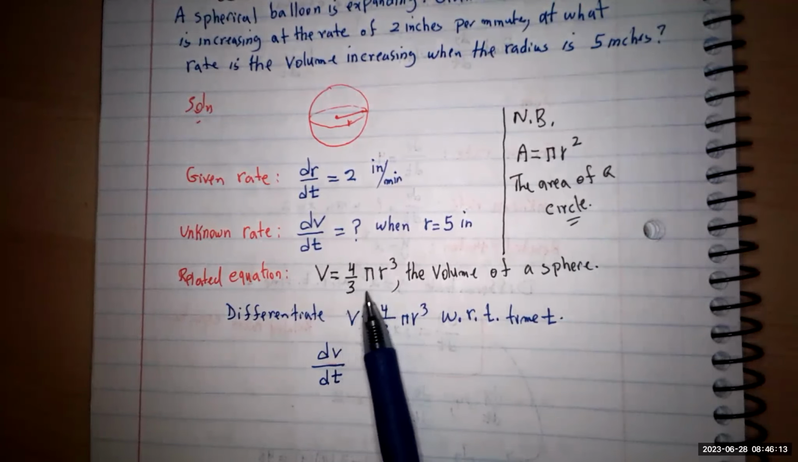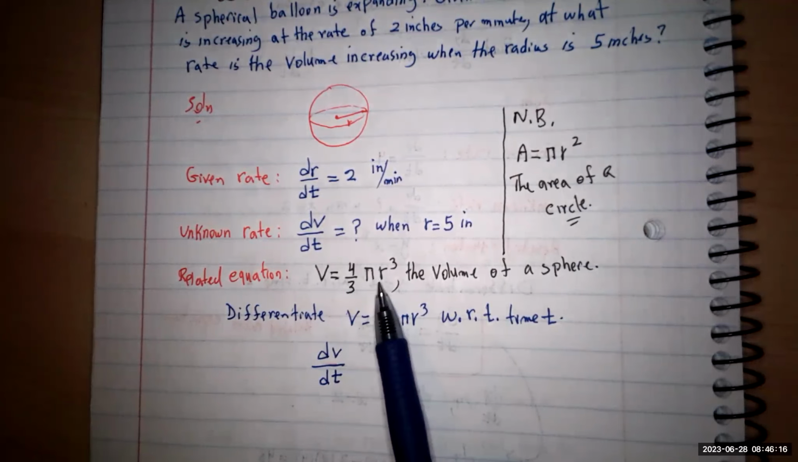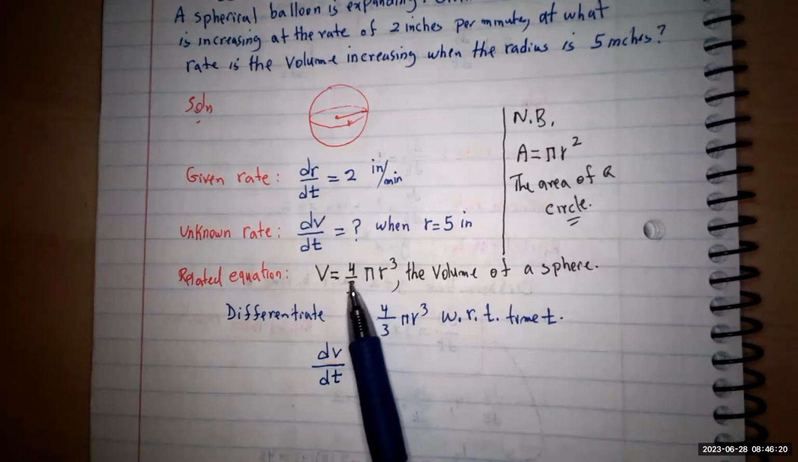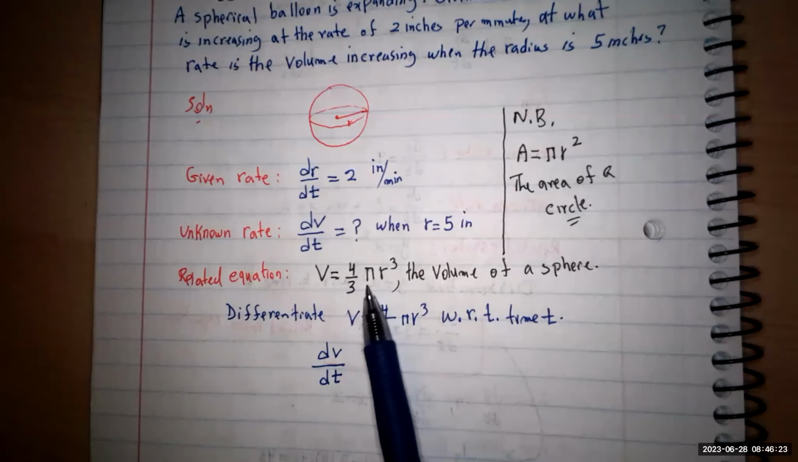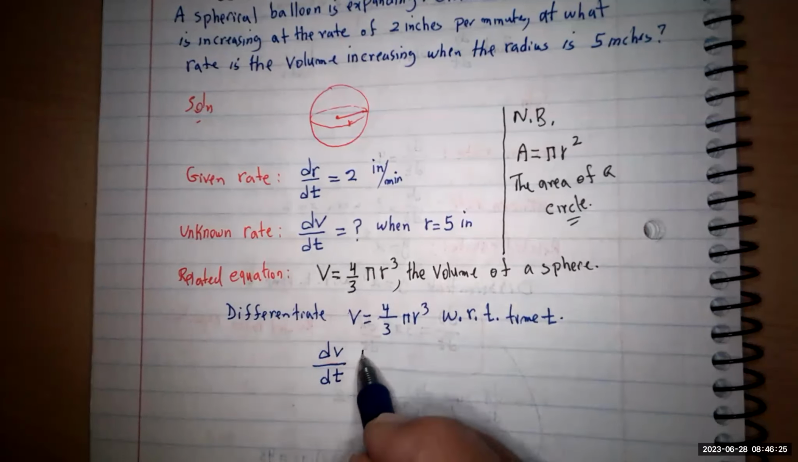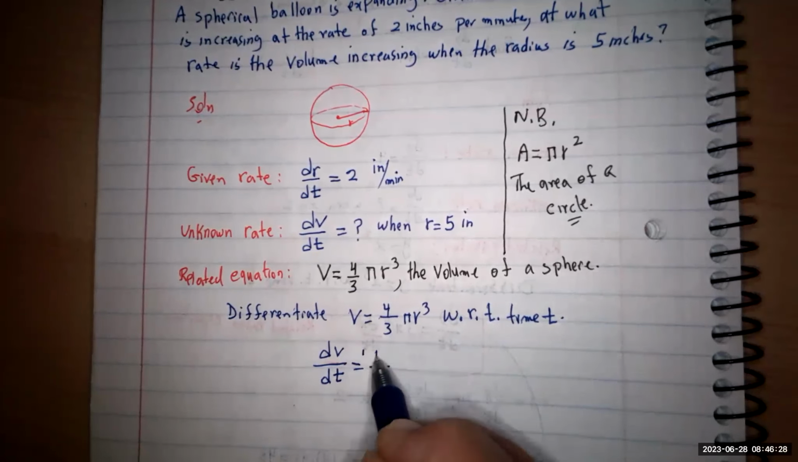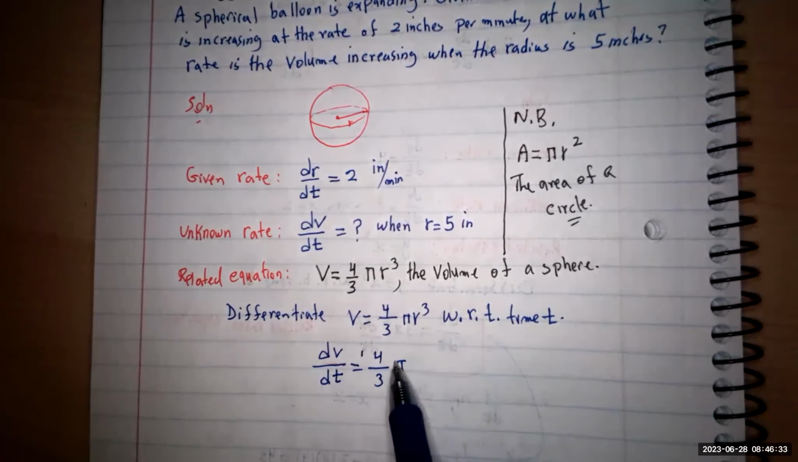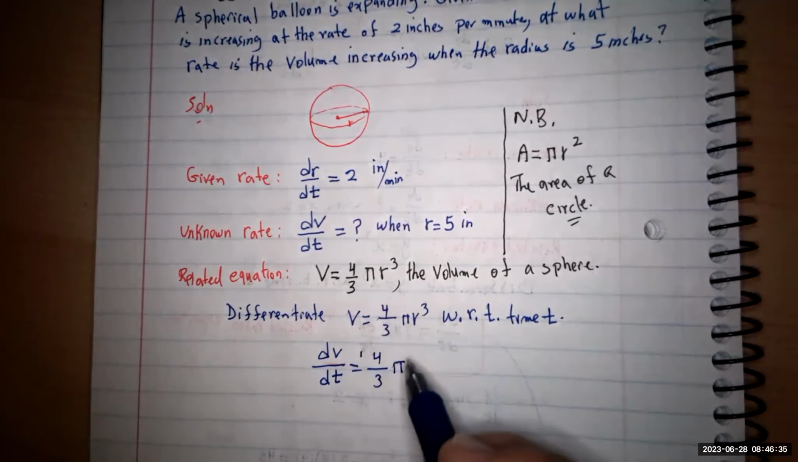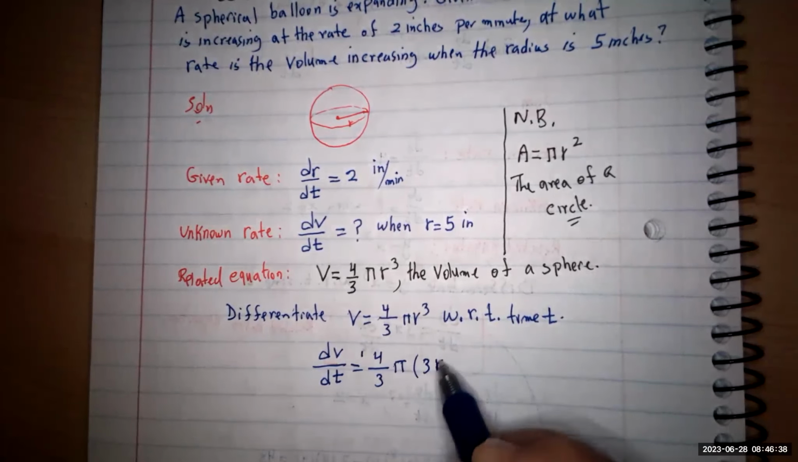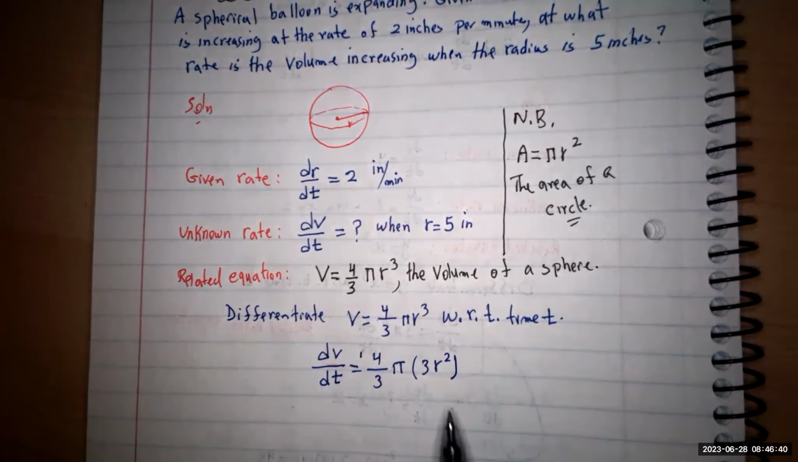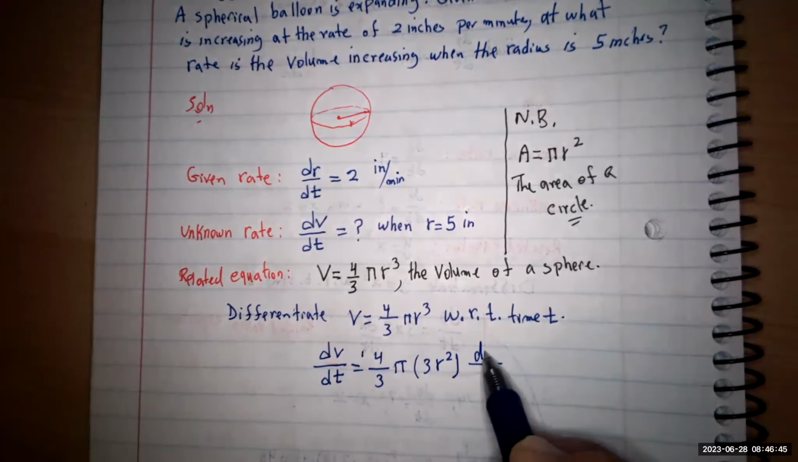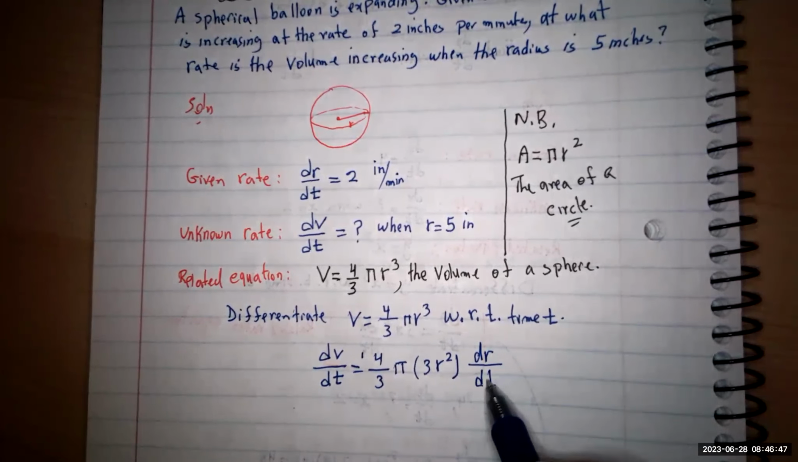You differentiate using the power rule first, then multiply by the rate of the r, which is dr/dt. When you want to differentiate it, 4/3 pi is a number, a constant. So 4/3 pi stays the same. Now differentiate r cubed using the power rule, that gives 3r squared. But remember, u prime, you have to multiply by the rate of the r. The rate of the r will be dr/dt. Any question?